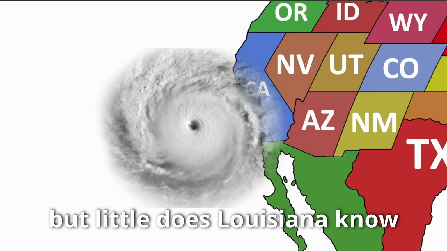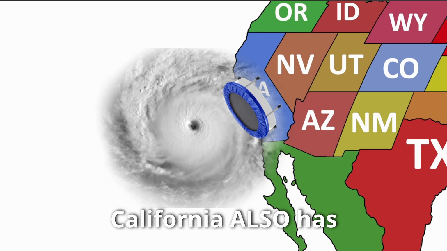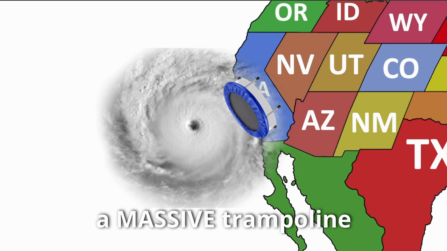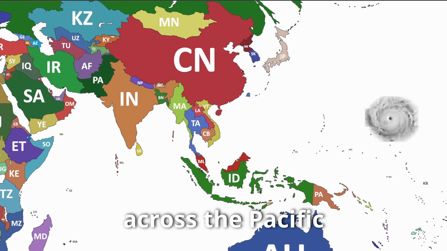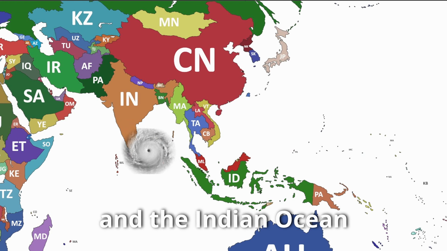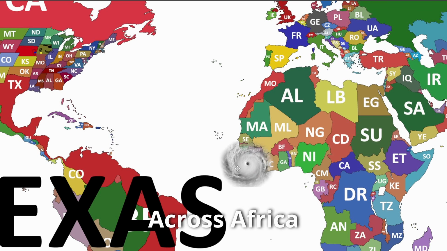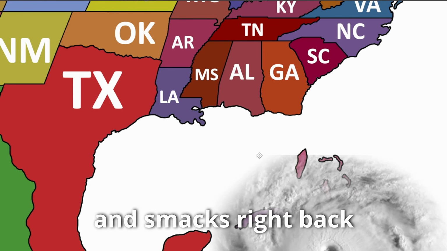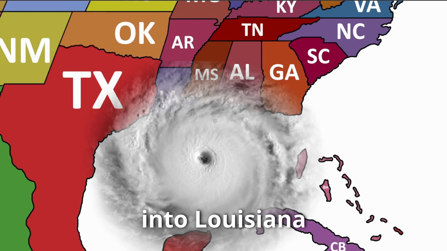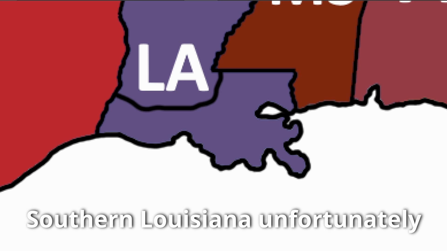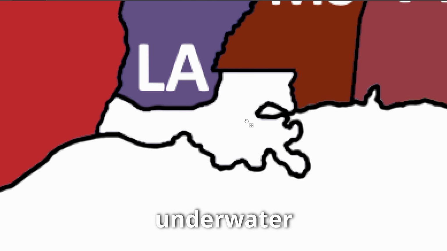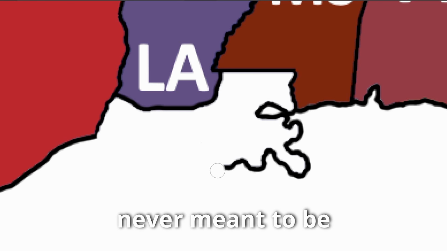But little does Louisiana know, California also has a massive trampoline. Well, alright, so the hurricane bounces off and goes back where it came, across the Pacific, through Asia and the Indian Ocean, across Africa and through the Caribbean, and smacks right back into Louisiana. This results in all of southern Louisiana, unfortunately, coming underwater. Sorry guys, but it was just never meant to be.